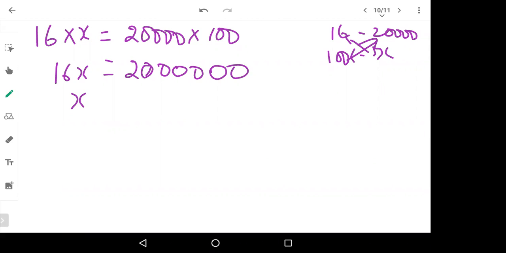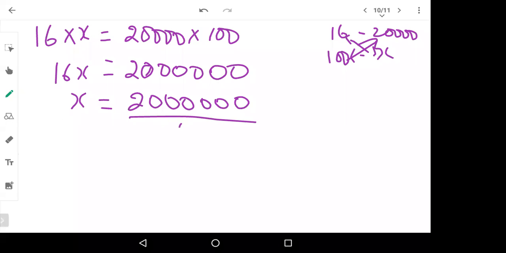So x is equal to 20 lakhs divided by 16. Therefore, x is equal to how much? Can anybody say me the value? 20 lakh by 16, how much do you get?